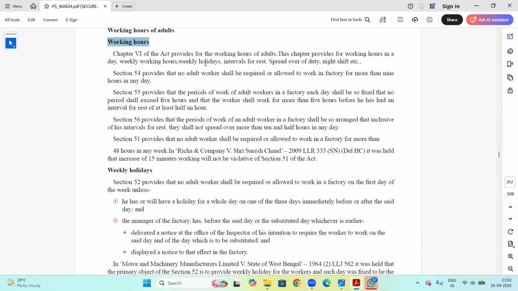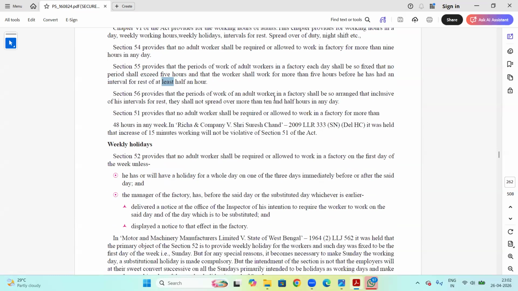Working hours. The period of work of an adult in a factory shall be fixed so that no period exceeds 5 hours, and no worker shall work more than 5 hours before he has an interval of at least half an hour. The maximum that a person can work is 10.5 hours in a day. No adult shall be allowed to work in a factory for more than 48 hours in any week.